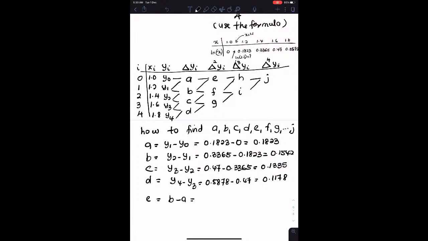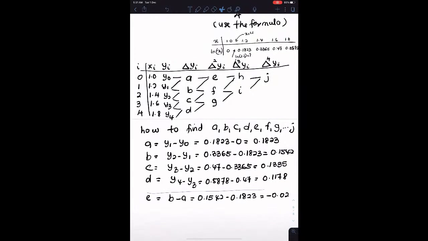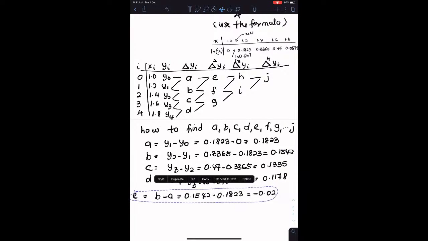E is B minus A. What is B? B is Y1 order 1 minus Y0 order 1. So what is E? E is negative 0.02. This is the negative value. I drag on the left to make sure that I can put 207.